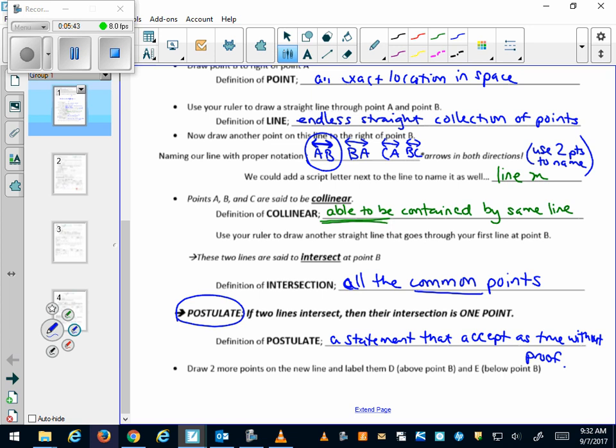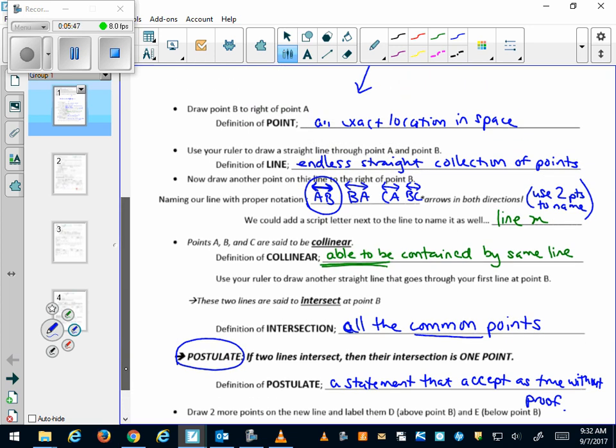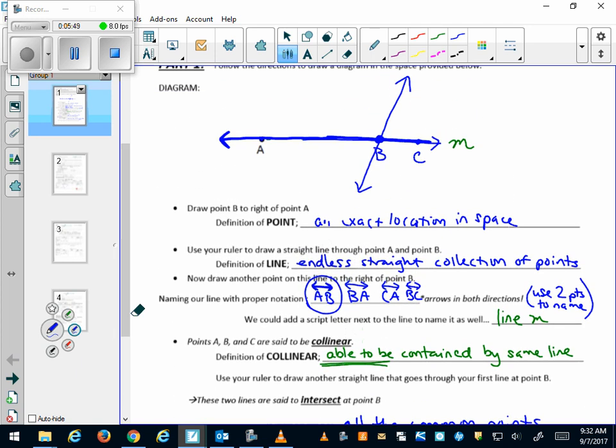All right, then our next direction says draw 2 more points on the line, D above B and E below. So we're going to put a D here and an E here.